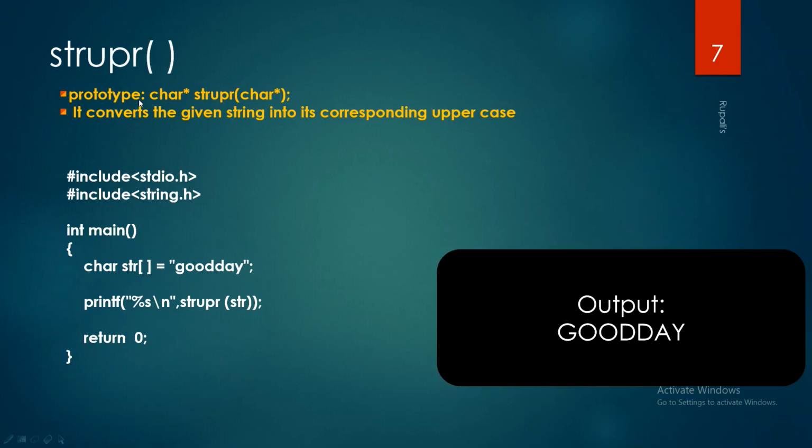strupr. The prototype is the same, char *strupr(char *). It converts the given string into its corresponding uppercase. So this is our string, strupr(str), and the output should be like this. I am passing the base address of this string and it gives the base address of the converted string.